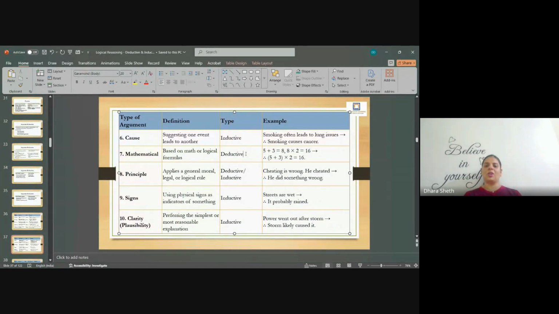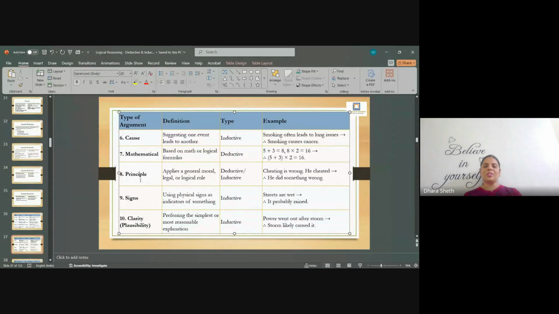Mathematical argument, based on maths or logical formulas. Again, because it is based on maths and formulas, it is a deductive argument. Like 5 plus 3 is equal to 8. If 5 plus 3 is equal to 9 was written, then it is false. 8 2s are 16. Therefore, 5 plus 3 is 8. And 8 2s are 16. Therefore, 5 plus 3 into 2 is equal to 16. This is a mathematical argument.